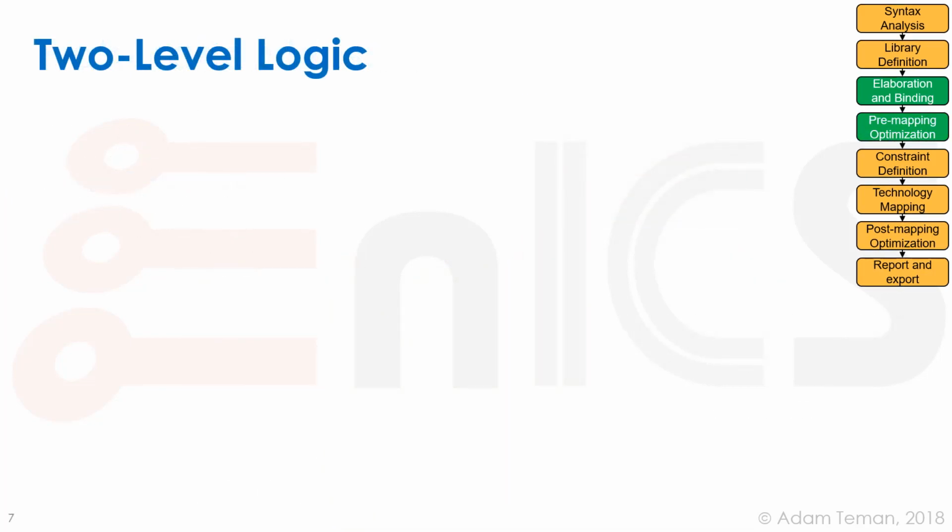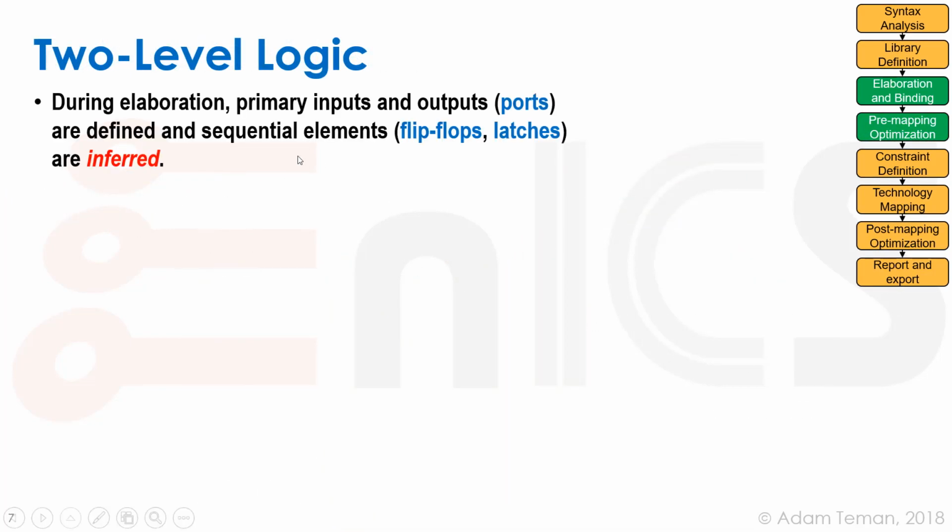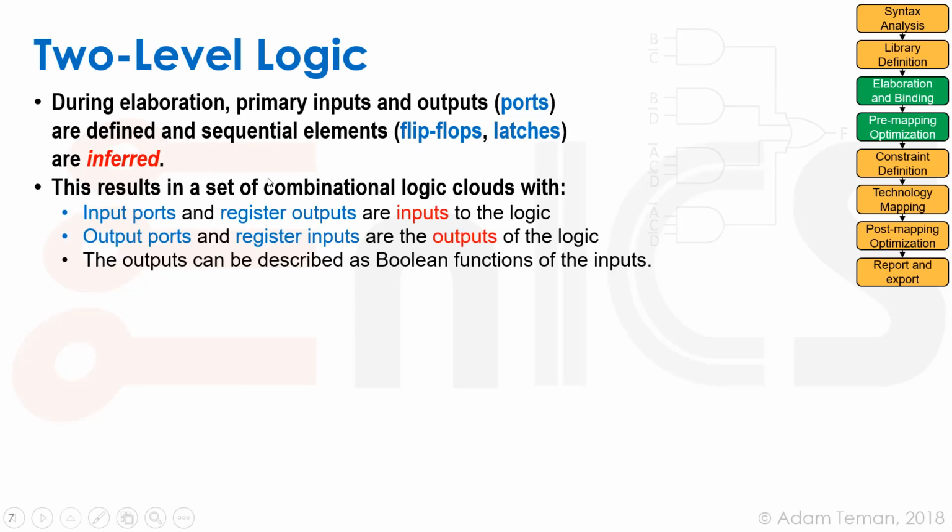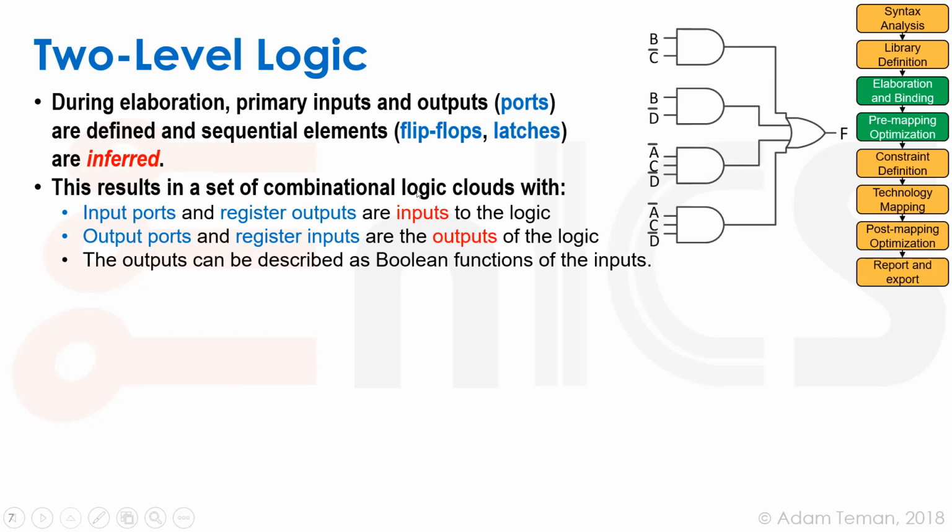So two-level logic, as we said during elaboration, our primary inputs and outputs, our different ports, are defined, and the sequential elements, which are the flip-flops and latches, are inferred. This results in a set of combinational logic clouds with input ports and register outputs that are inputs to the logic, output ports and register inputs that are outputs of the logic, and we can describe the outputs as Boolean functions of the inputs.